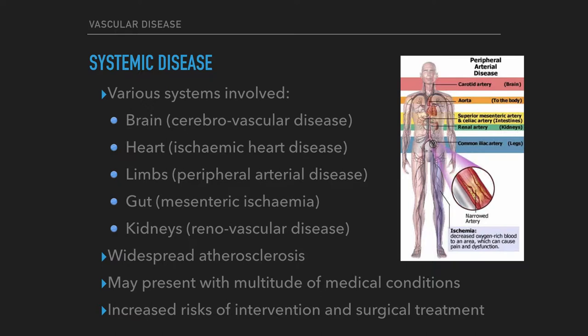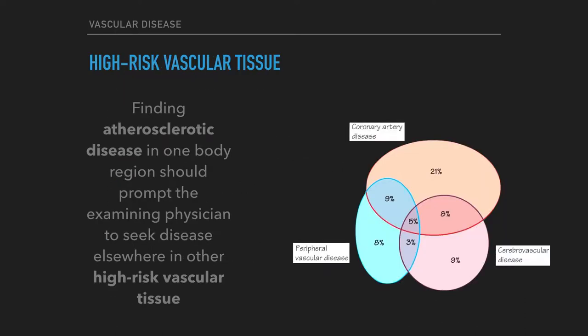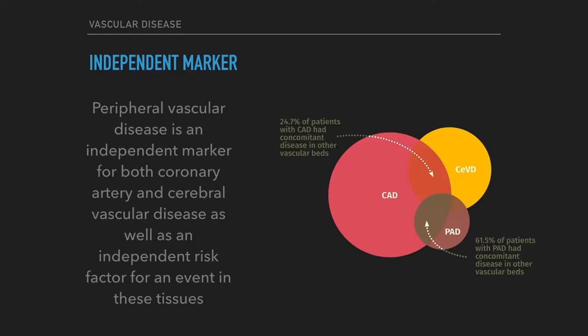Being systemic, vascular disease affects a multitude of organs and tissues, including the brain, heart, gut, kidneys, and limbs. Therefore, the finding of atherosclerotic disease in one body region should prompt the examining physician to seek disease elsewhere in other high-risk vascular tissue. It is well documented that peripheral vascular disease is an independent marker for both coronary artery and cerebrovascular disease, as well as an independent risk factor for an event in these tissues.